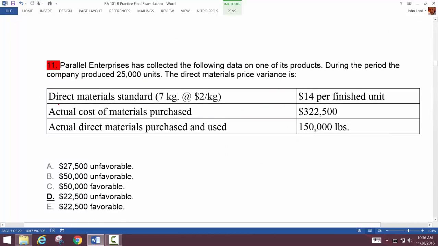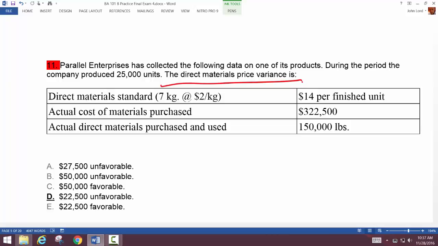How about this one? Parallel Enterprises. And we want direct materials price variance. And I have no idea why that's red. If you're wondering why that one has red highlighting, I don't know. This must have meant something at some point. It means nothing now. So what is this going to be then? We're looking for the direct materials price variance.